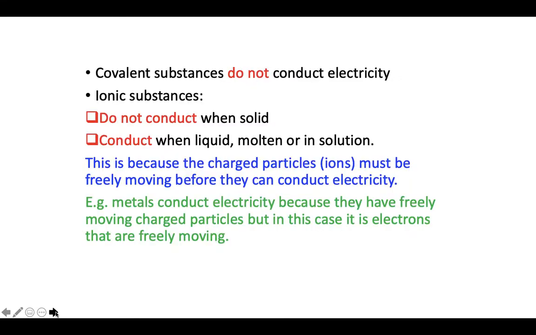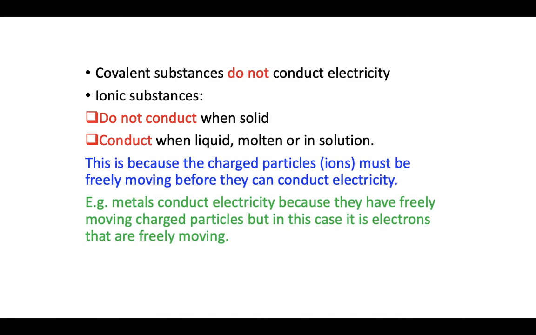So, what should you take from this? What you should have realised then is that covalent substances do not conduct electricity. Ionic substances do not conduct when solid, but they do conduct when liquid, molten, or in solution. Now, molten is when you heat a metal to the point where it starts.